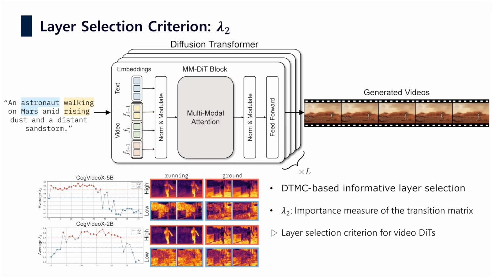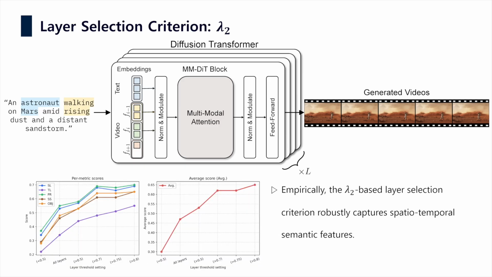To select informative layers, we treat the attention matrix as a transition matrix in a discrete time Markov chain. From this perspective, the second largest eigenvalue tells us how meaningful the transitions are. So we use lambda 2 as our layer selection criterion. Empirically, we show that DTMC-based lambda 2 indicates the semantic interpretability of layer features. In other words, layers with higher lambda 2 produce more accurate feature maps. Based on this, we use lambda 2 to select layers inside the video DIT.